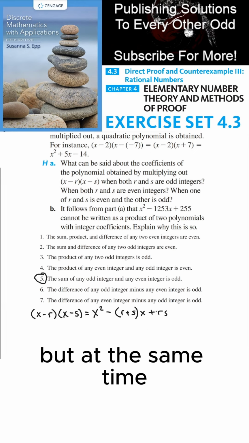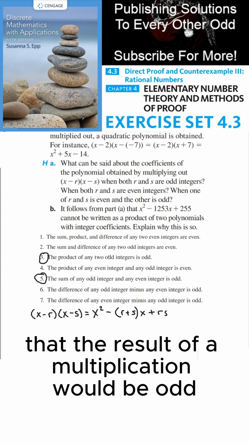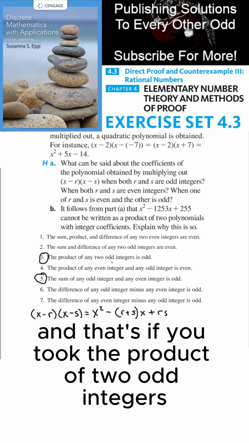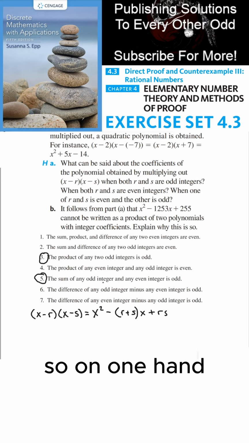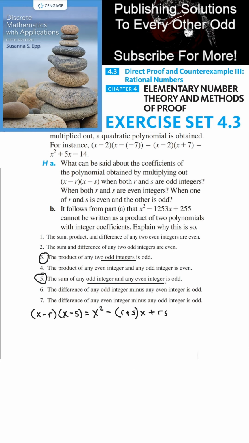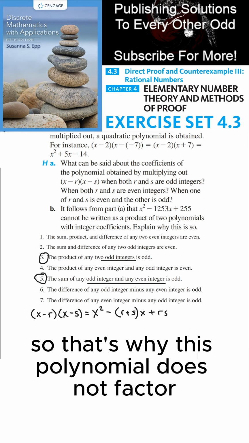But at the same time, r times s would also be odd, and there's only one way that the result of a multiplication would be odd, and that's if you took the product of two odd integers. So on one hand, we have two odd integers, but on the other hand, we have an odd integer and an even integer, and that's a contradiction. So that's why this polynomial does not factor over the integers.